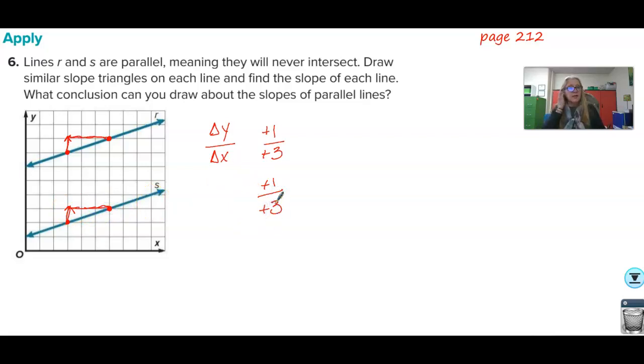So not really surprising. I think we kind of saw this coming. Parallel lines have the same slope.